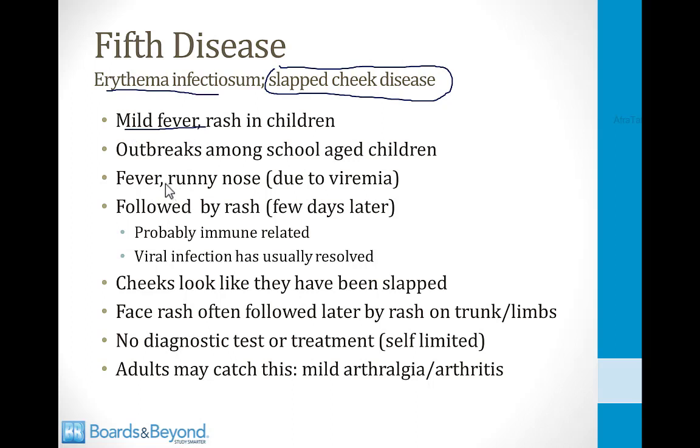Initially, the kids will just look like they have a cold. They'll have fever and a runny nose, and this is because the virus is growing inside their body. A few days later, they get the characteristic rash, and this is probably an immune-related phenomenon because the viral infection is usually resolving when the rash occurs. And the rash is very characteristic. The cheeks look like they have been slapped. You can look this up online and see lots of pictures of kids with bright red cheeks.